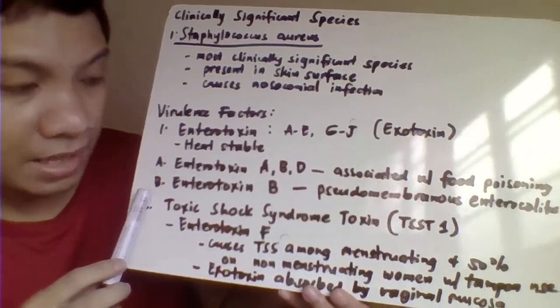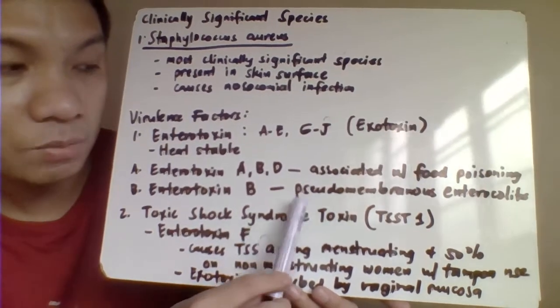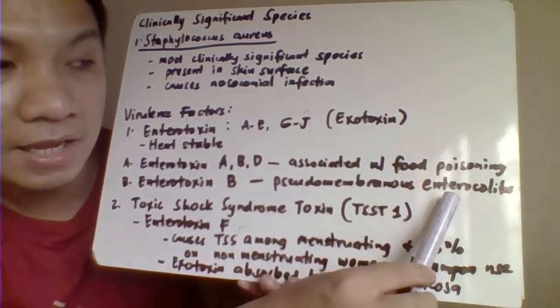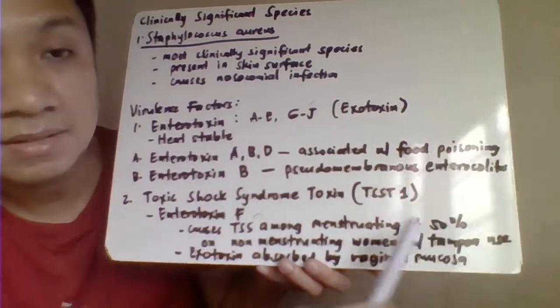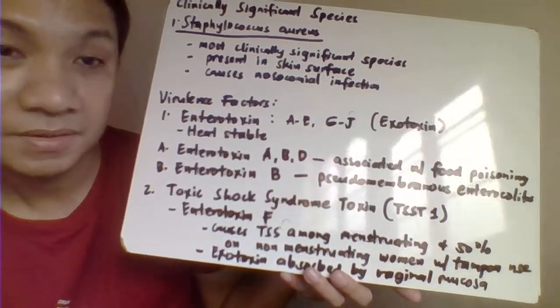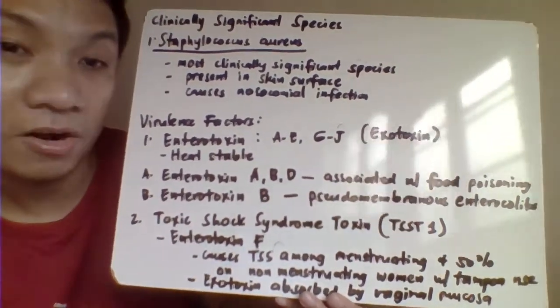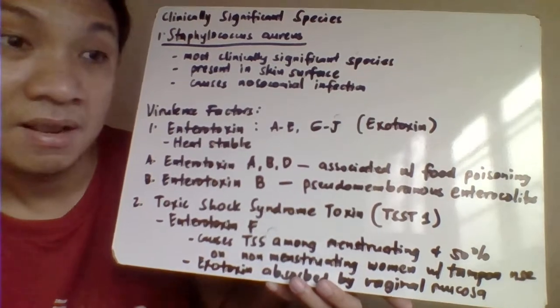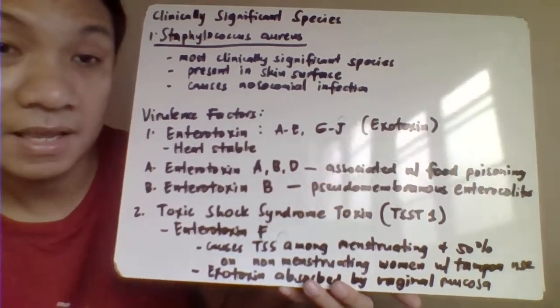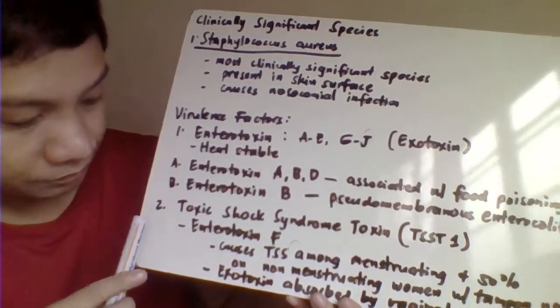Next one, we have your enterotoxin B. This is associated with your pseudomembranous enterocolitis. Colitis. So, ito si colon. So, manifestation or inflammation of your colon. So, still diarrhea pa din. Diarrhea pa din ang kanyang magiging manifestation.